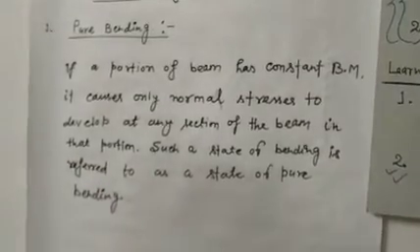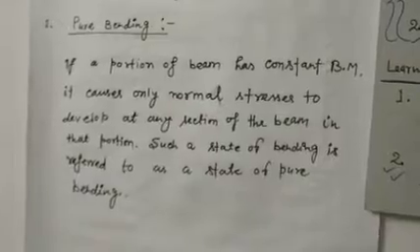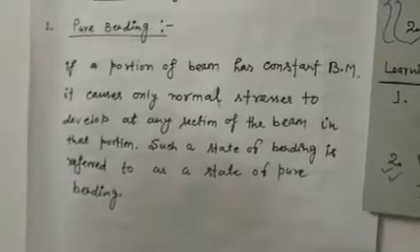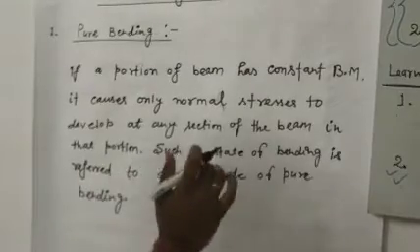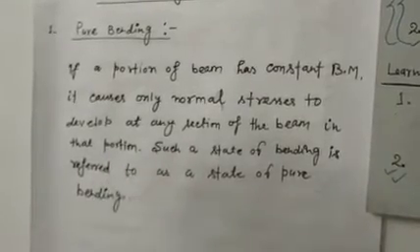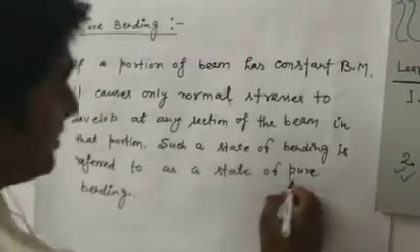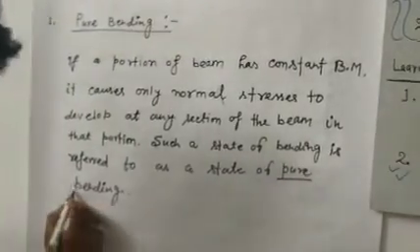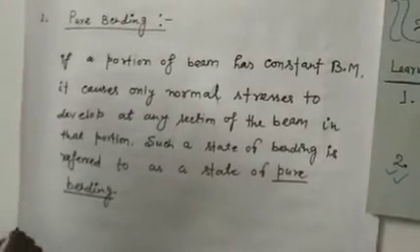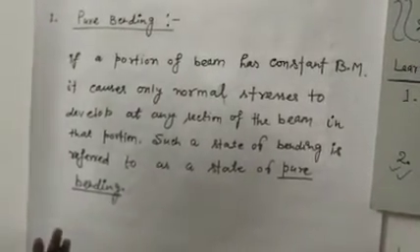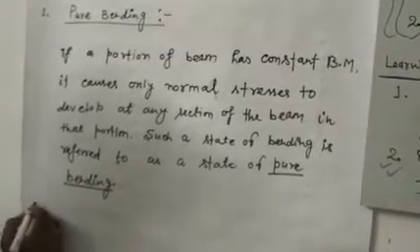So I am repeating the definition again. If a portion of beam has constant bending moment, it causes only normal stresses to develop at any section of the beam in that portion. Such a state of bending is referred to as a state of pure bending. Pure bending means that there should be only constant bending moment over the beam. Then the beam is said to be under pure bending.